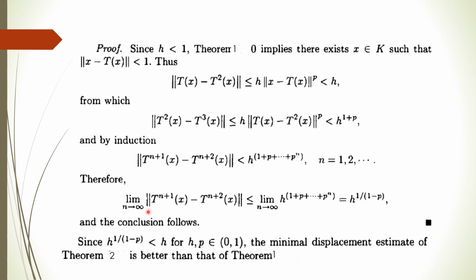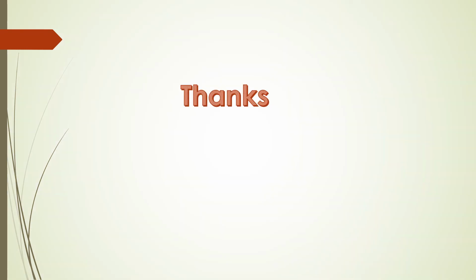But as we know that h and p both belong to (0,1), so this number is always strictly less than h. So the minimal displacement estimate of theorem 2 is better than that of theorem 1, because we have found a smaller number from which this distance is less. So this is a minimal displacement estimate. So thanks.